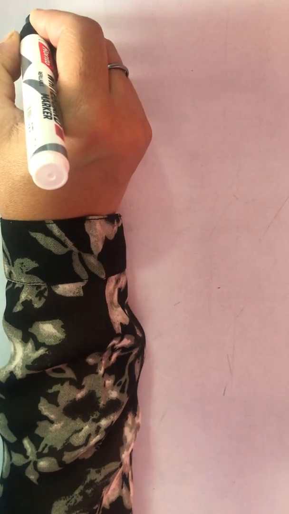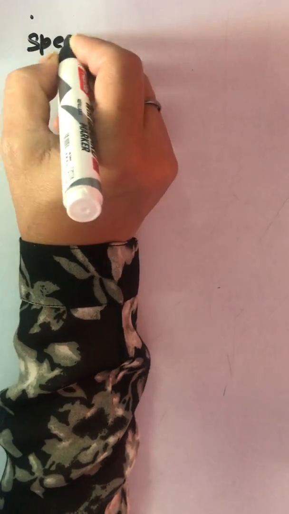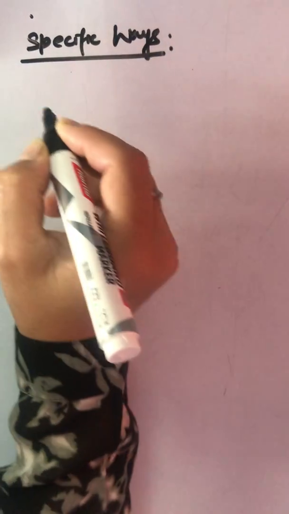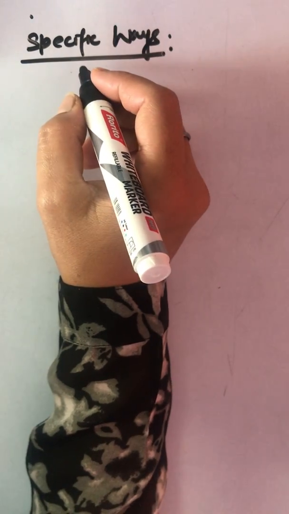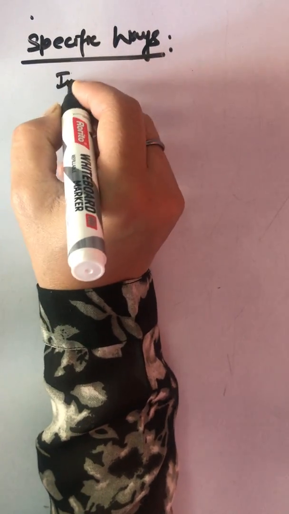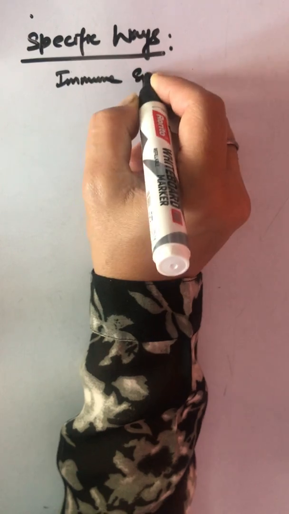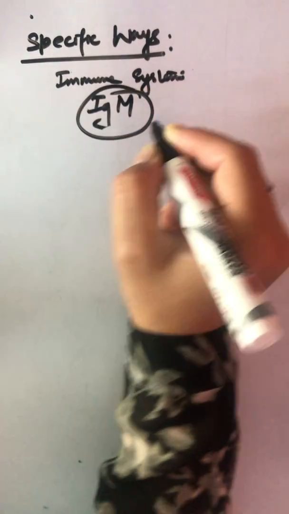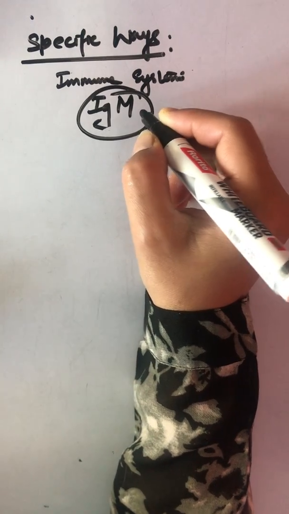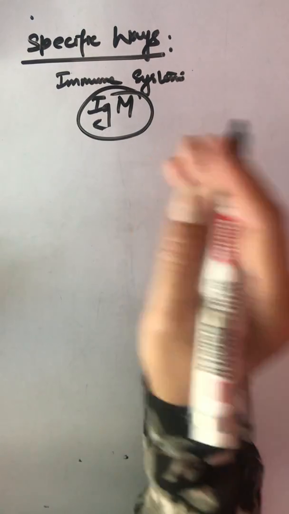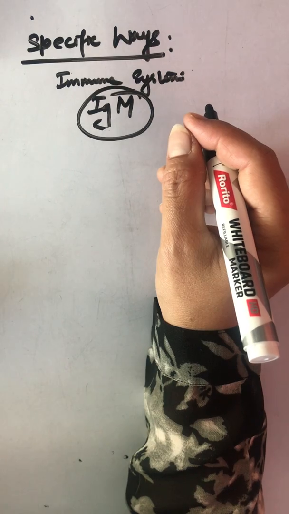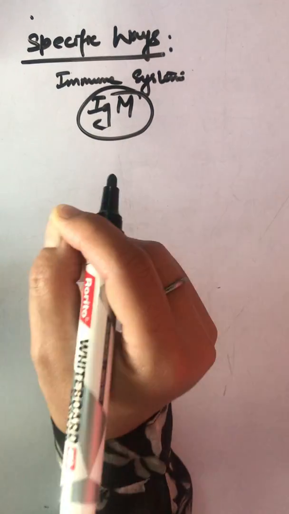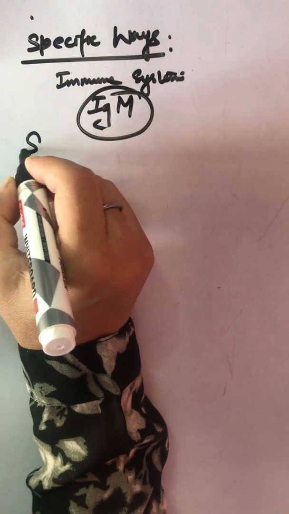When we are talking about specific ways, we are talking about our immune system, right? Our immune system has IgM cells and memory cells, which click a picture of a pathogen that has already entered your body. So, suffering from one disease can prevent a subsequent attack of the same disease.